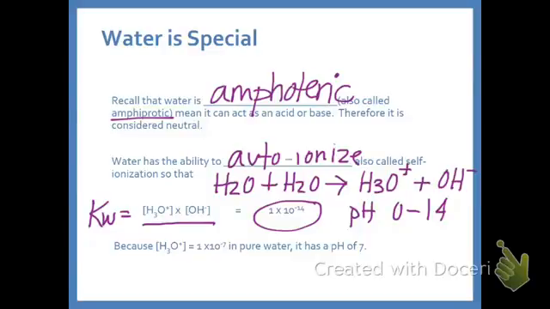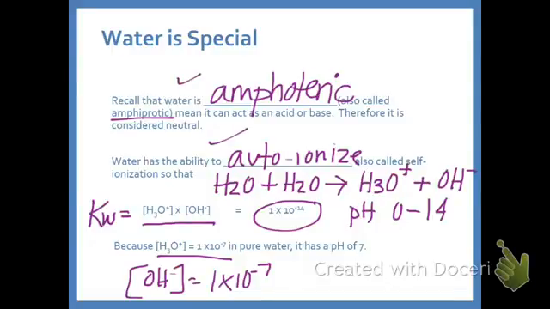So when you have a neutral solution such as water, your hydrogen is equal to 1 times 10 to the negative 7, but guess what hydroxide is also equal to? 1 times 10 to the negative 7. If you were to take the negative log of either one of those, you would have a pH of 7 or a pOH of 7. So you do need to know that water is amphoteric, that it can auto-ionize, that it's neutral, and you probably should know that constant. Those are the things you need to know for a test.